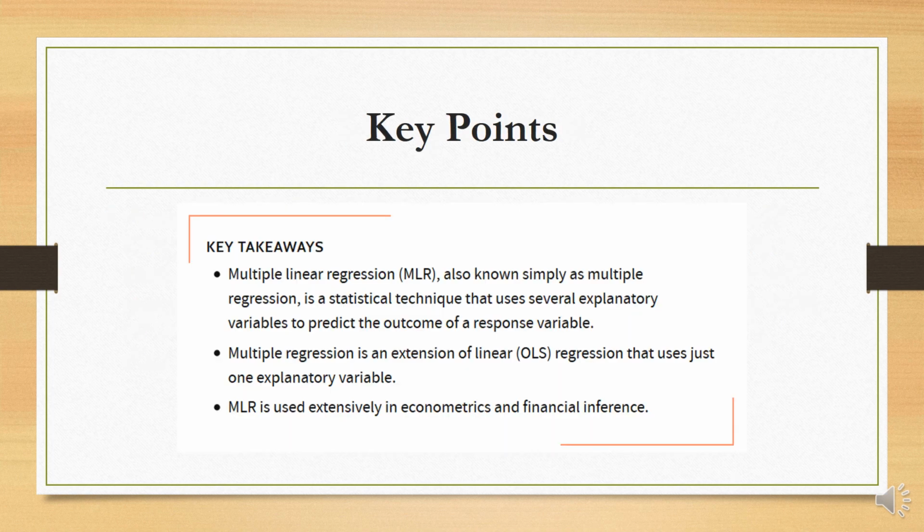Key points: multiple linear regression, also known simply as multiple regression, is the statistical technique that uses several explanatory variables to predict the outcome of the response variable. Multiple regression is an extension of the linear regression that uses just one explanatory variable. MLR is used extensively in econometrics and financial analysis.